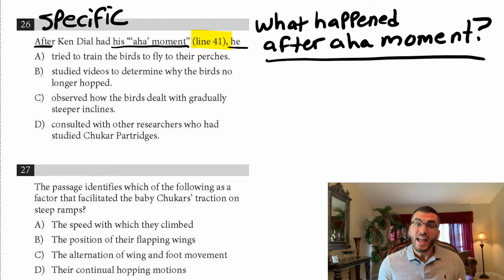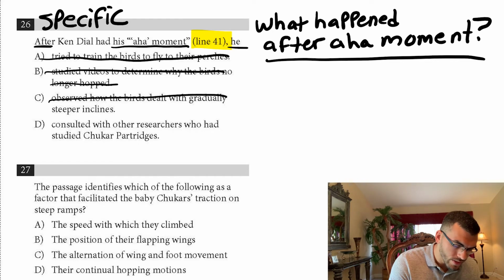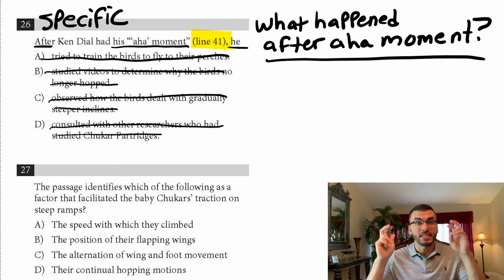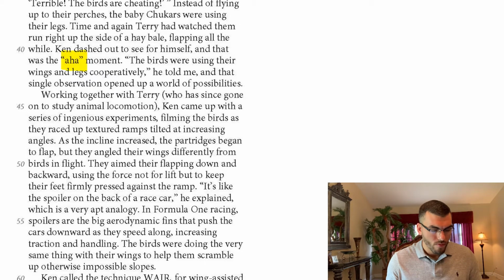We got to cover the answer choices. We do not go right to the answer choices. We cover the answer choices. We do not want to look at them. We want to go to line 41, read, and come up with our own answer on what happened after his aha moment. Okay, so we have the aha moment. We just read that one little part of the line? No, we got to read one or two above, one or two below.